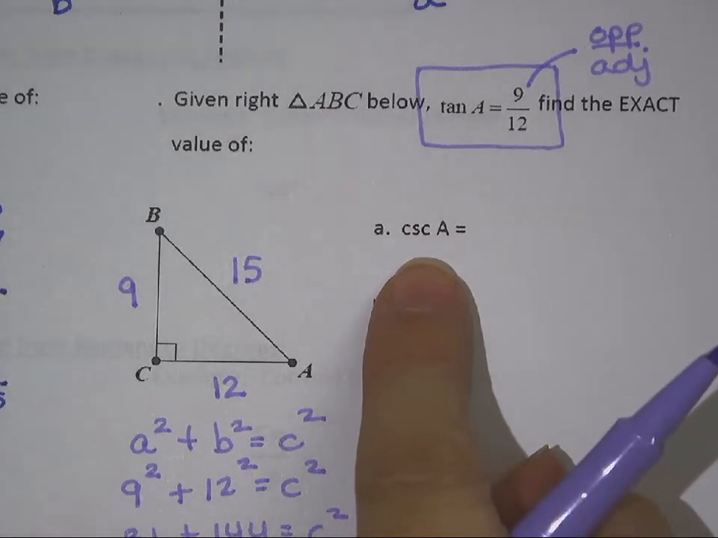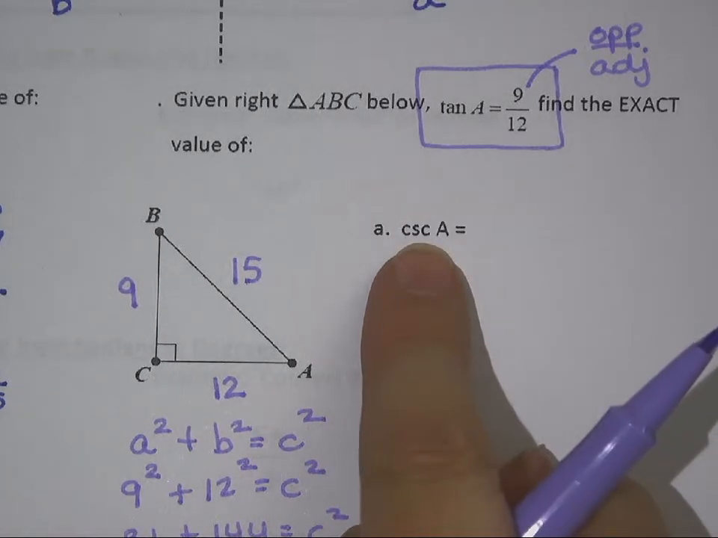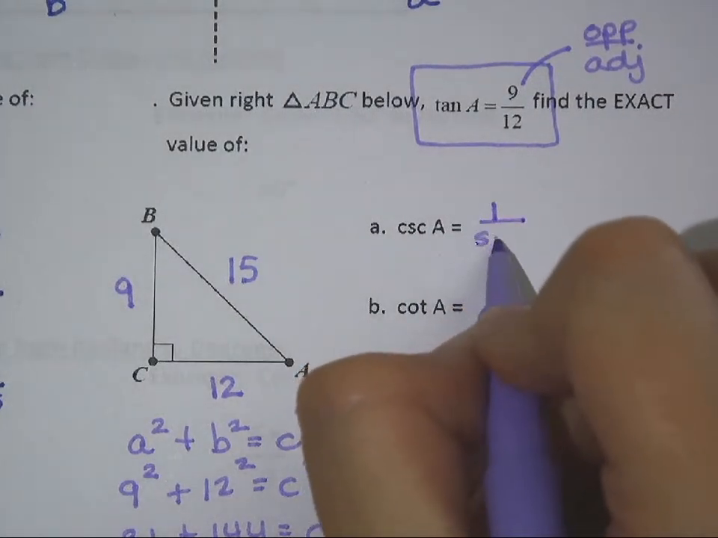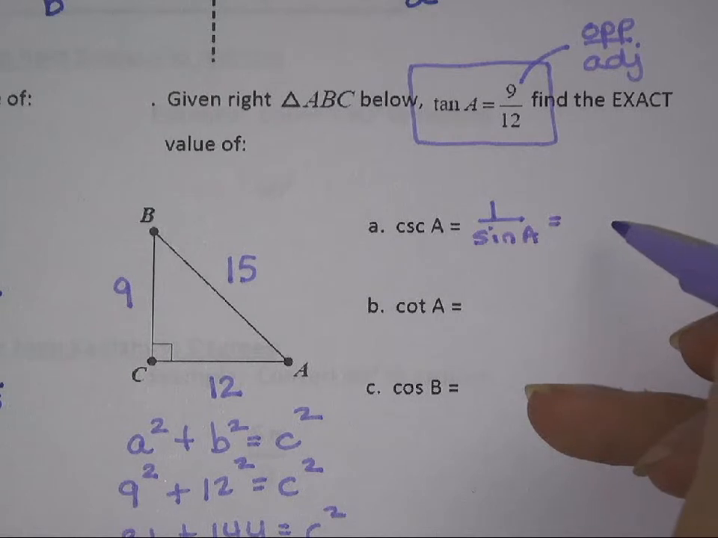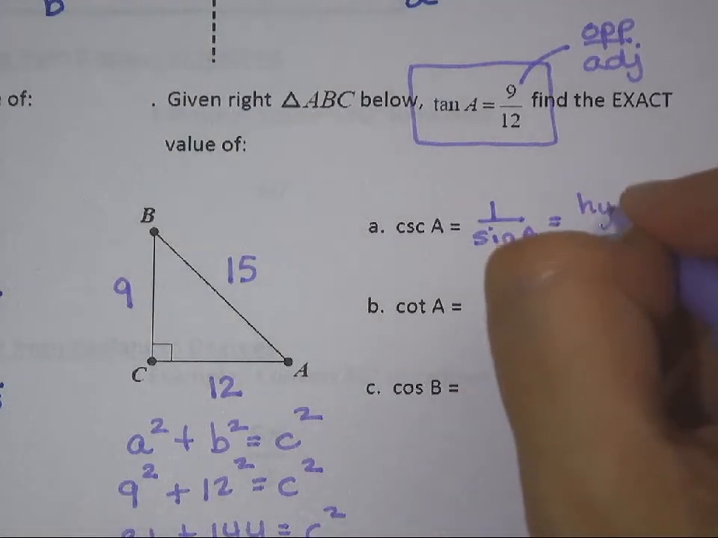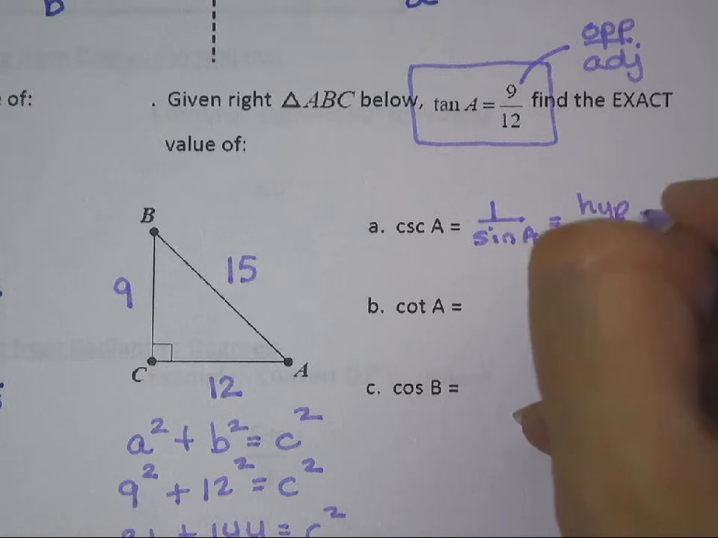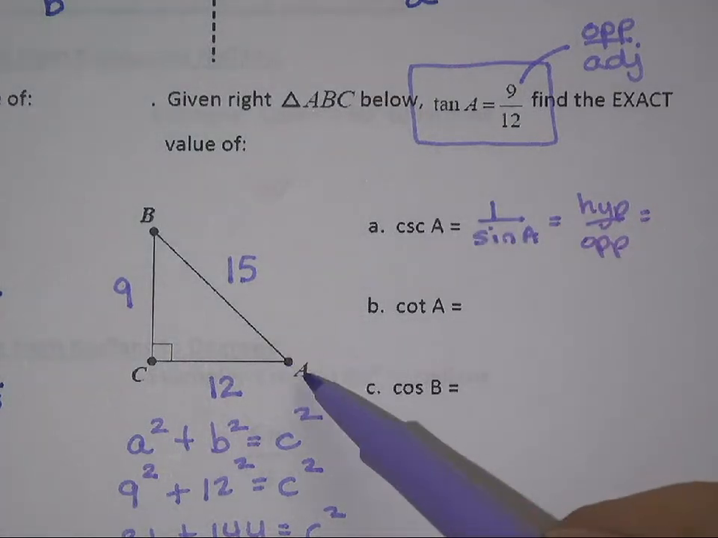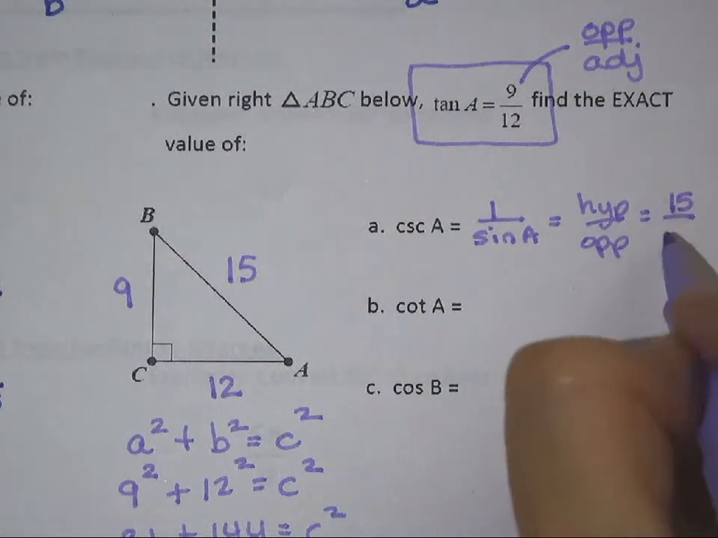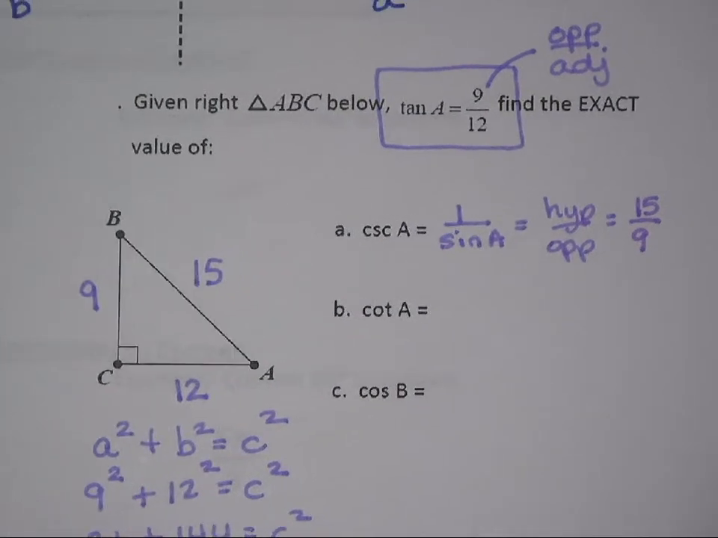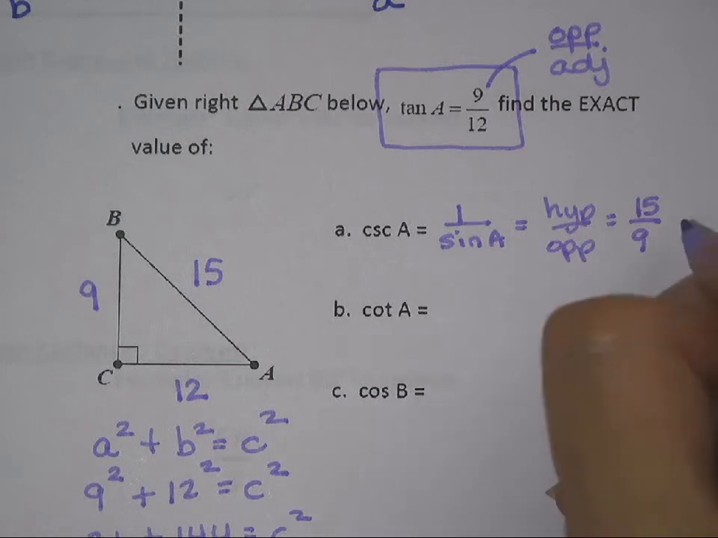The first one is cosecant of A. Well, cosecant is the inverse of sine. And sine is opposite over hypotenuse, so cosecant is hypotenuse over opposite. So looking at A, the hypotenuse is 15, and the opposite is 9. But are we finished with this one? No, we still need to reduce it. So when we reduce it, we get 5 over 3.